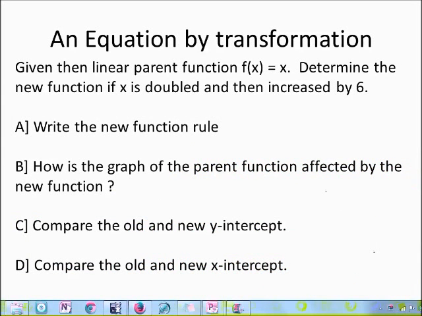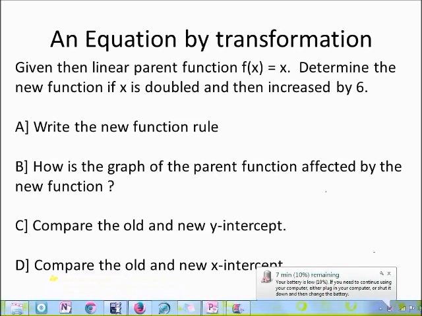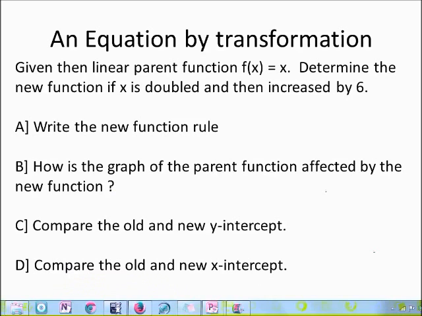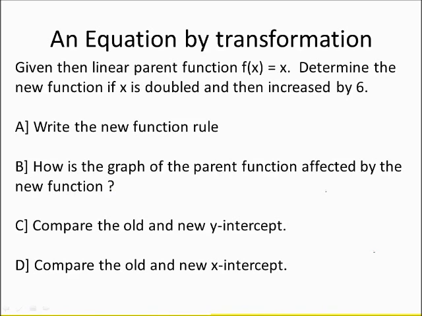Alright, now continuing with the idea of linear function rules. Given the linear parent function f of x equals x, determine the new function if x is doubled and then increased by 6. Okay, so we're going to take f of x equals x, we're going to double x, so 2x, and then increase by 6. Okay, so that's our new function rule. How is the graph of the parent function affected by the new function?